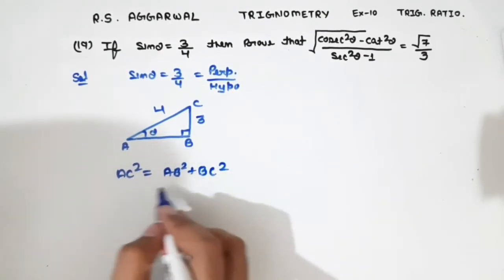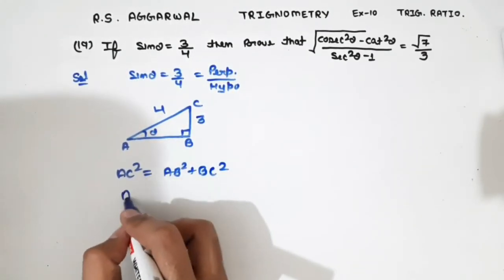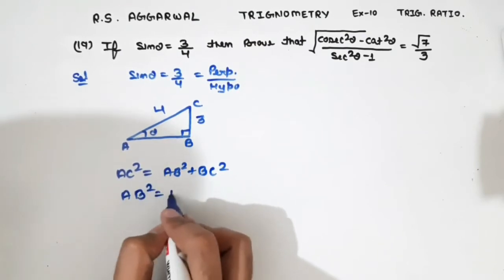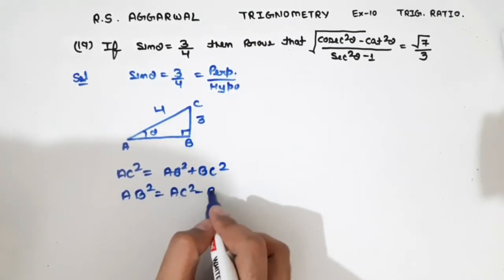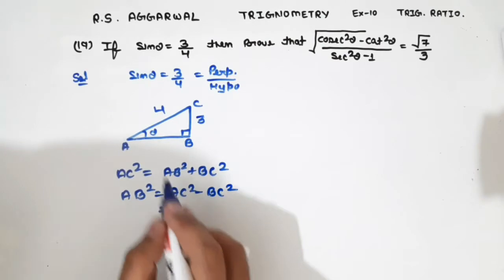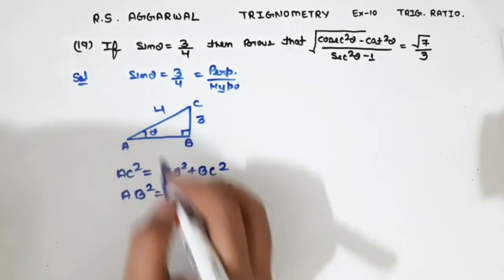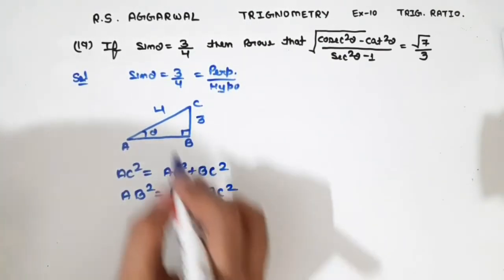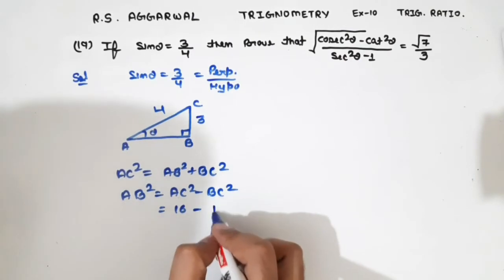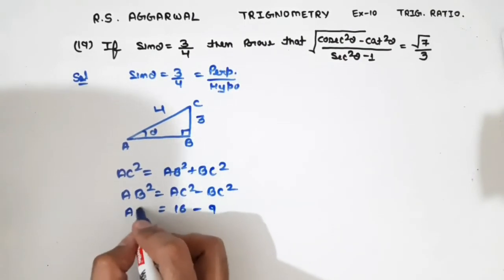So from here AB square will be AC square minus BC square. So AC square will be equals to 4 square, that is 16, minus BC square will be 3 square, that is 9.